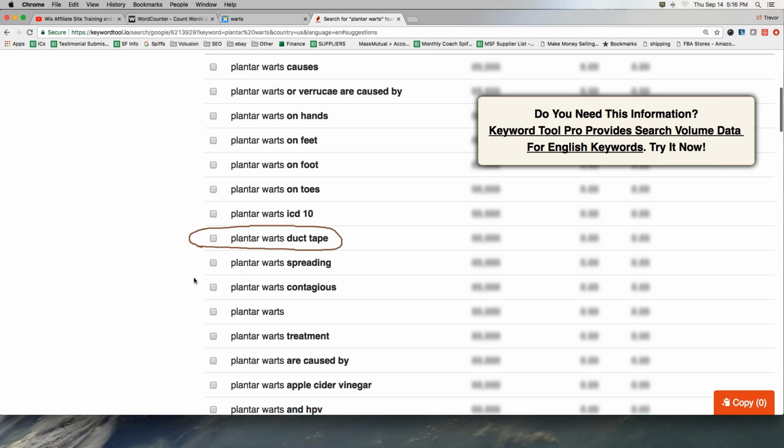This one right here, plantar wart spreading. This person likely wants to know if they spread. Maybe this person has them spreading themselves and they're wondering why. We could create a piece of content, do a little bit of research, and find out why they spread, how to prevent them from spreading, and what to do if you find them spreading.